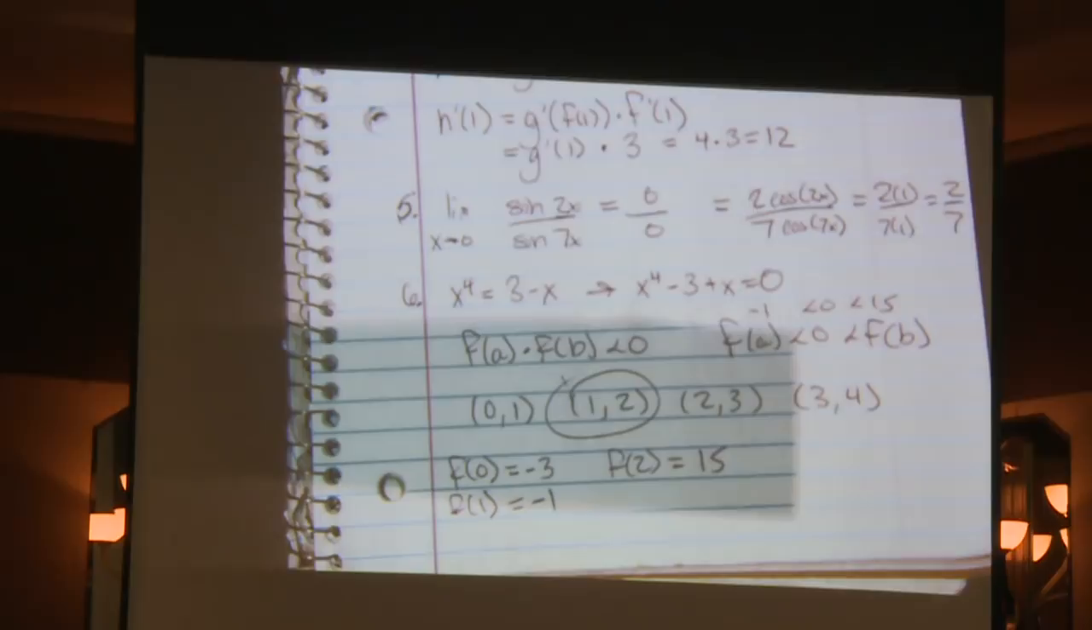Real quick, everybody in here is in here for Calc 1. If you're here for Orgo, it's right across in the other room.